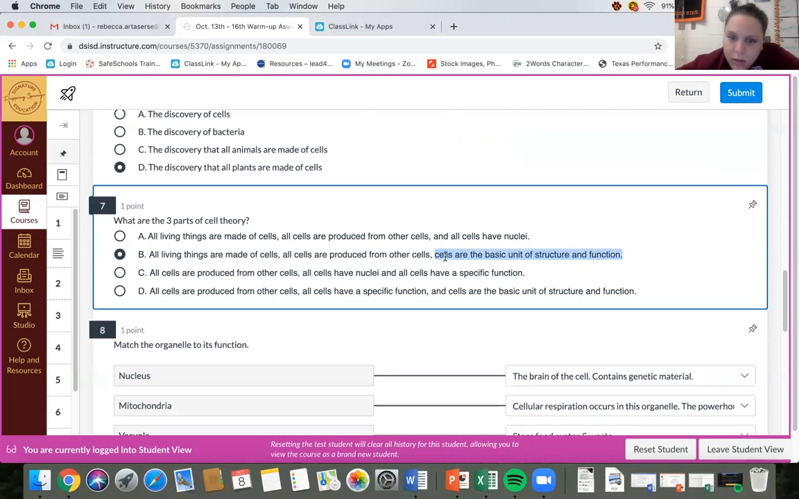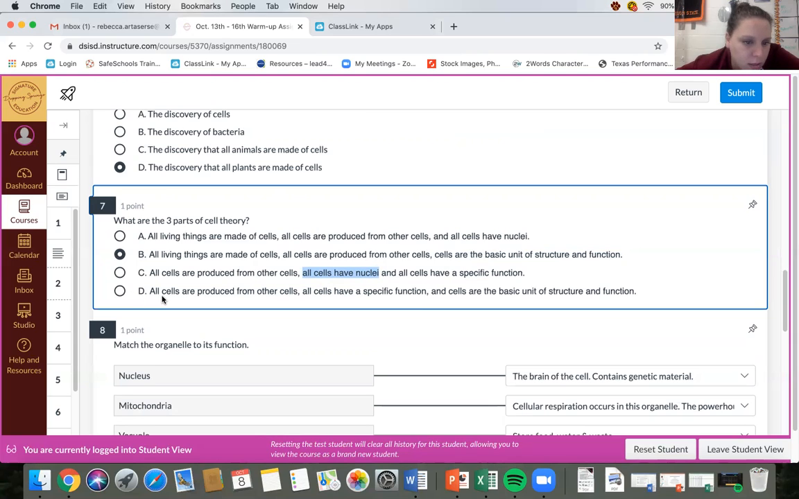Also, yes, because we know this from the levels of organization and the definition of a cell that cells are the basic unit of structure and function. So B is looking like a good answer. C, all cells are produced from other cells. Yep, all cells have a nuclei. There that one is again. That's not true, so it's not C.